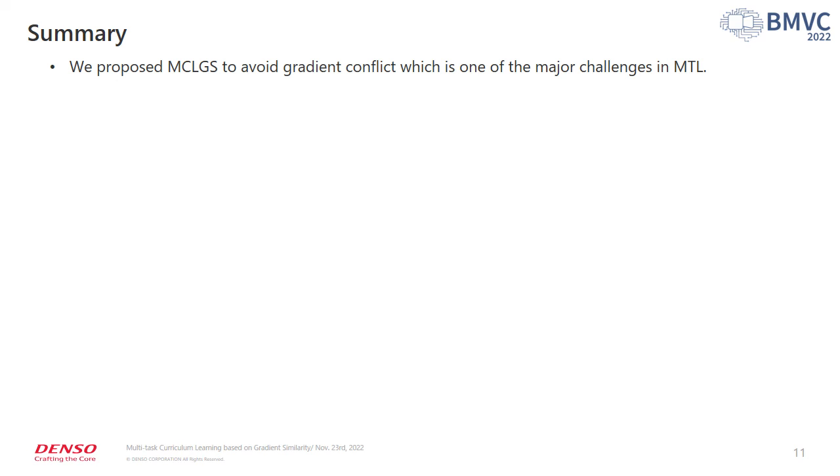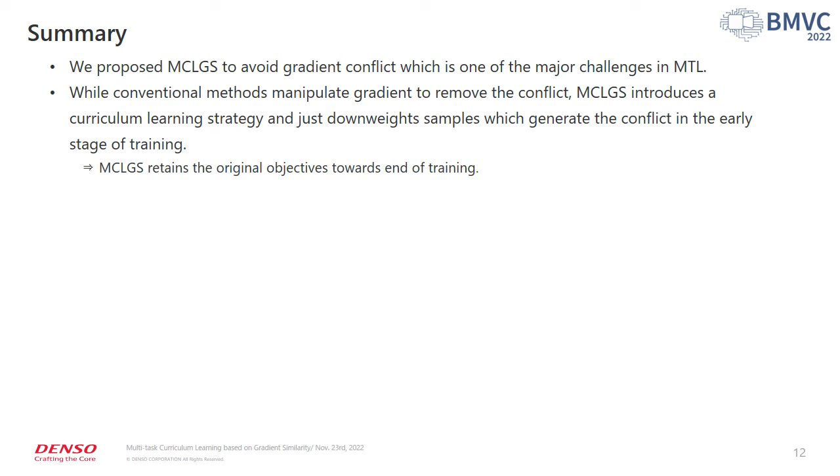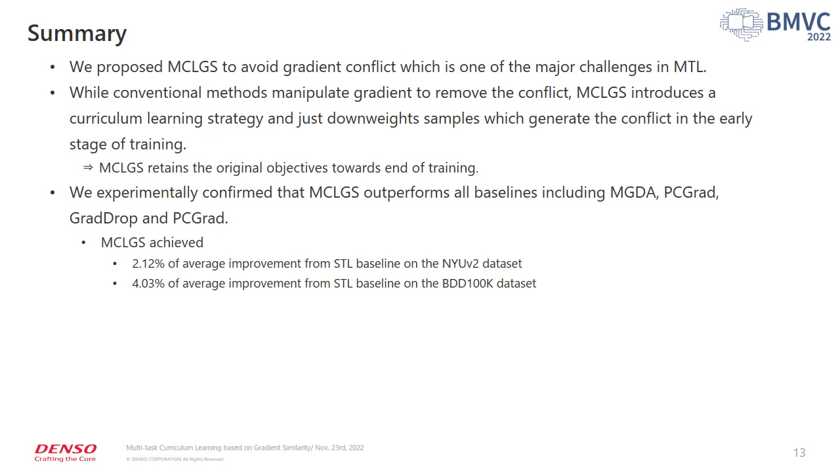Let's conclude our presentation with a summary. In this presentation, we proposed MCLGS to avoid gradient conflict, which is one of the major challenges in MTL. While conventional methods manipulate gradients to remove the conflicts, MCLGS introduced a curriculum learning strategy, and it just downweights samples which generate the conflict in the early stage of training. Therefore, MCLGS retains the original objectives toward the end of training. We experimentally confirmed that MCLGS outperforms all baselines including MGDA, PCGrad, GradDrop, and CAGrad on the NYU V2 dataset and the BDD100K dataset as well.